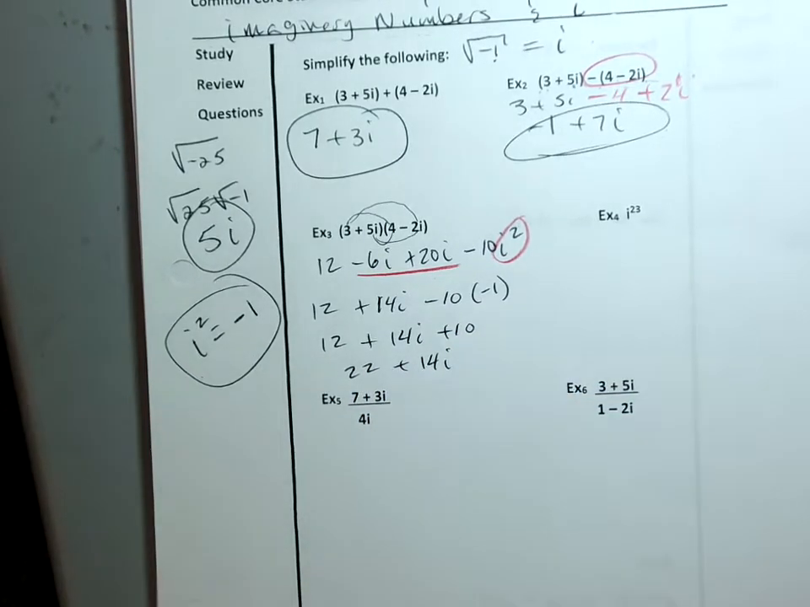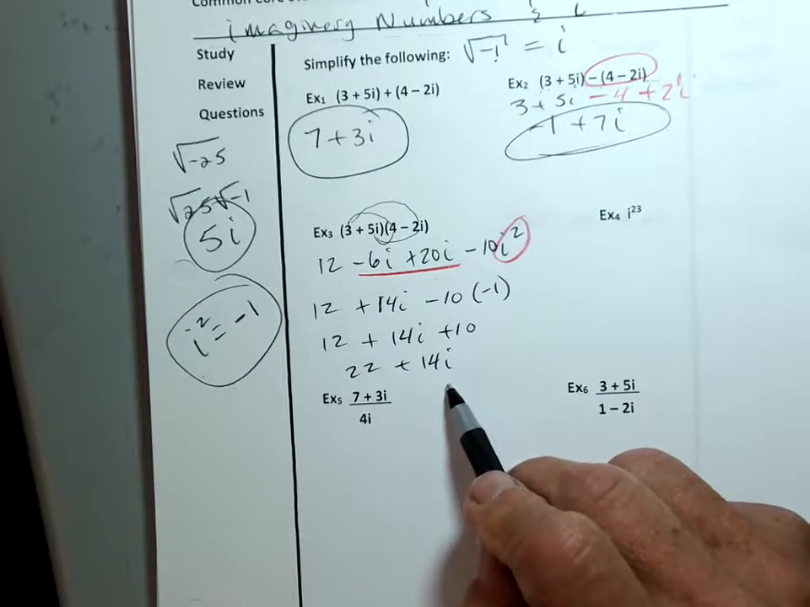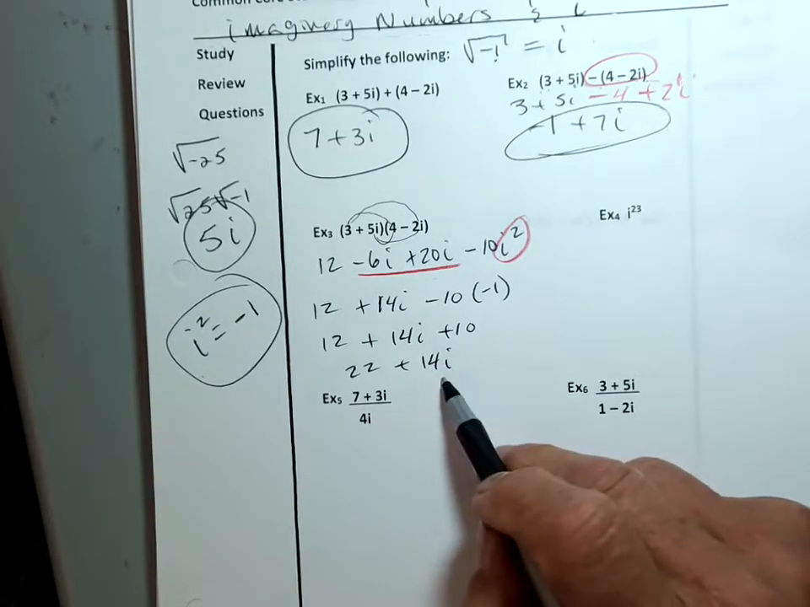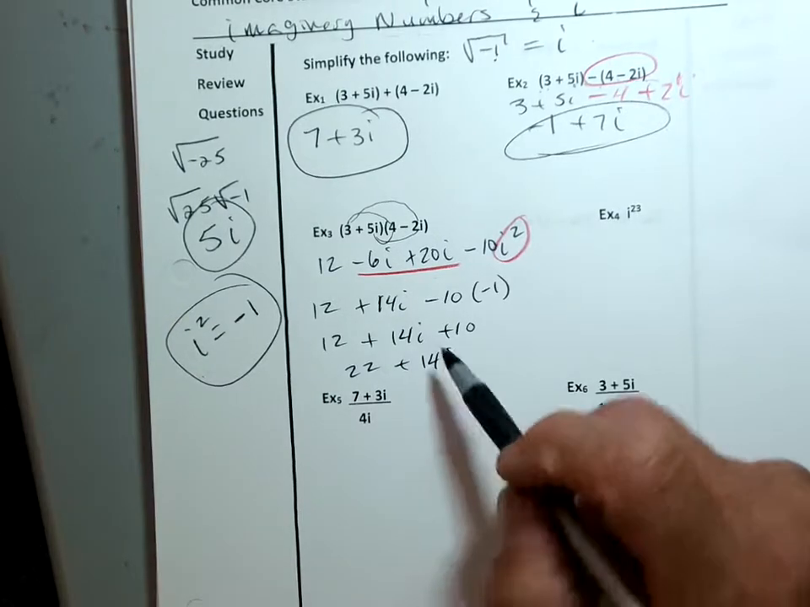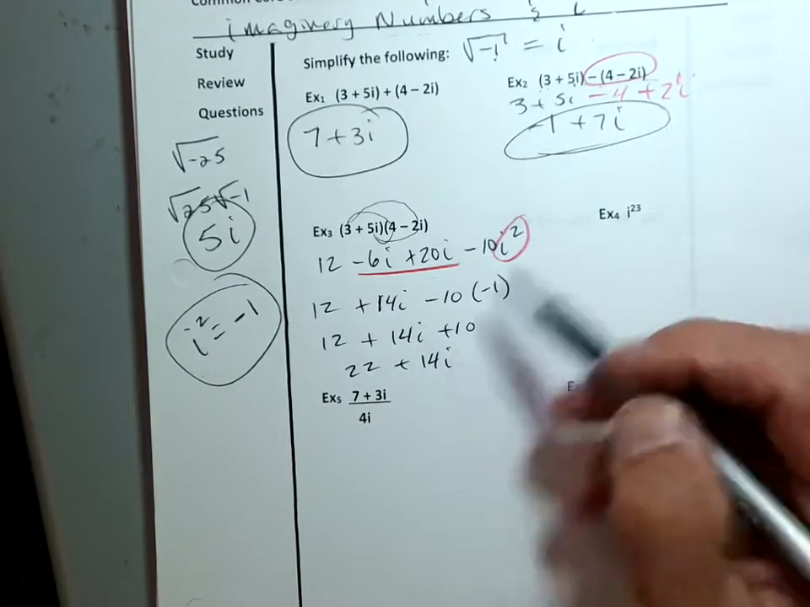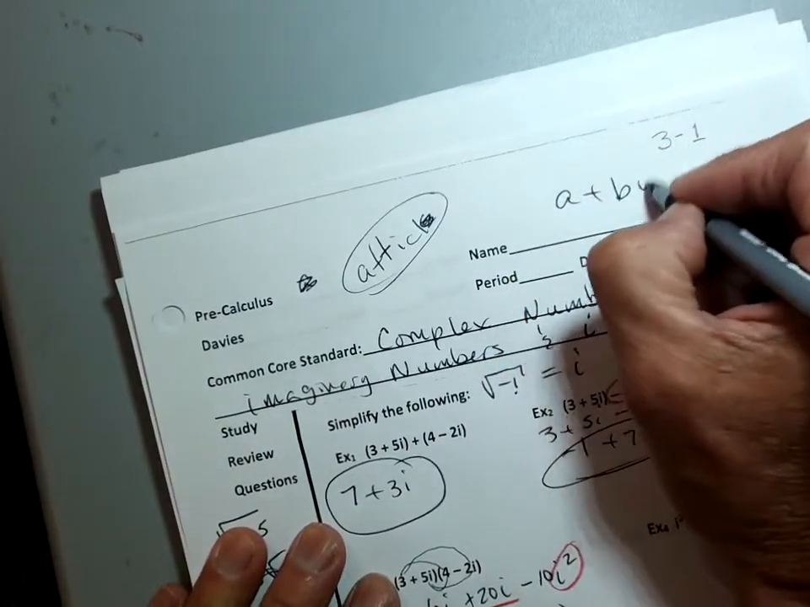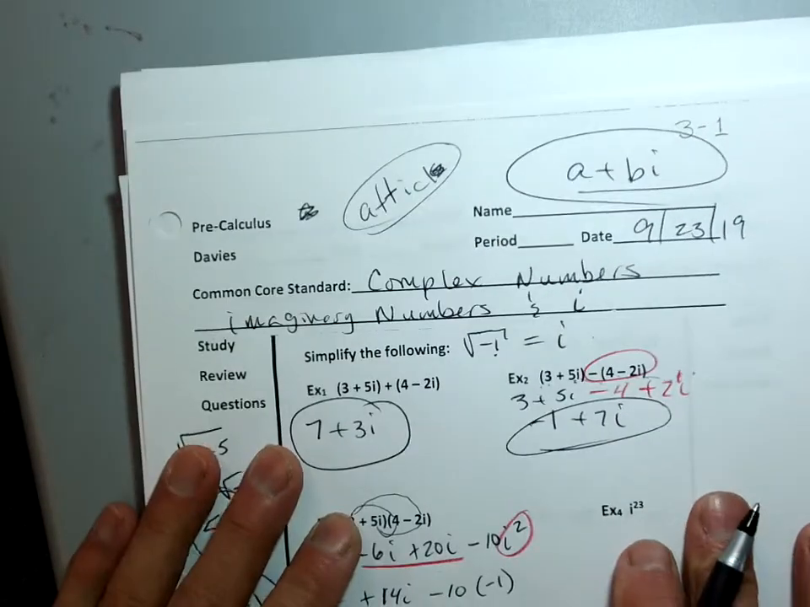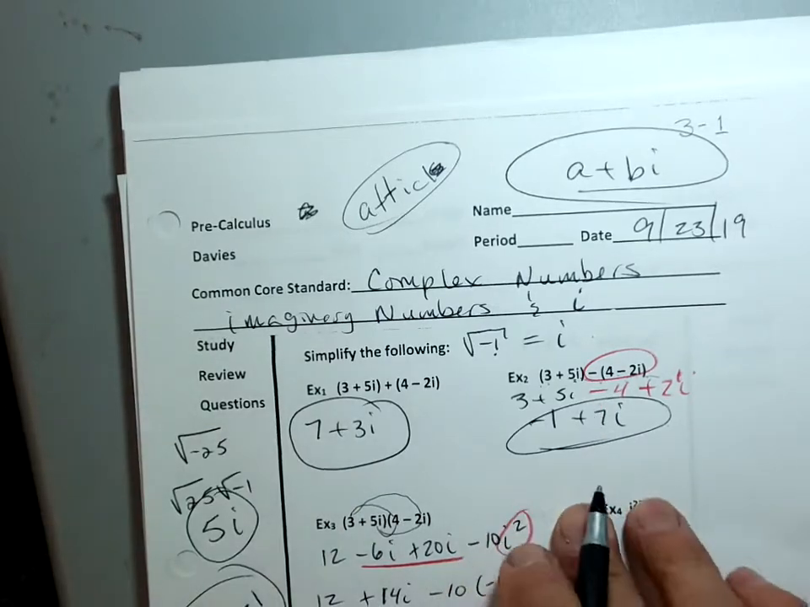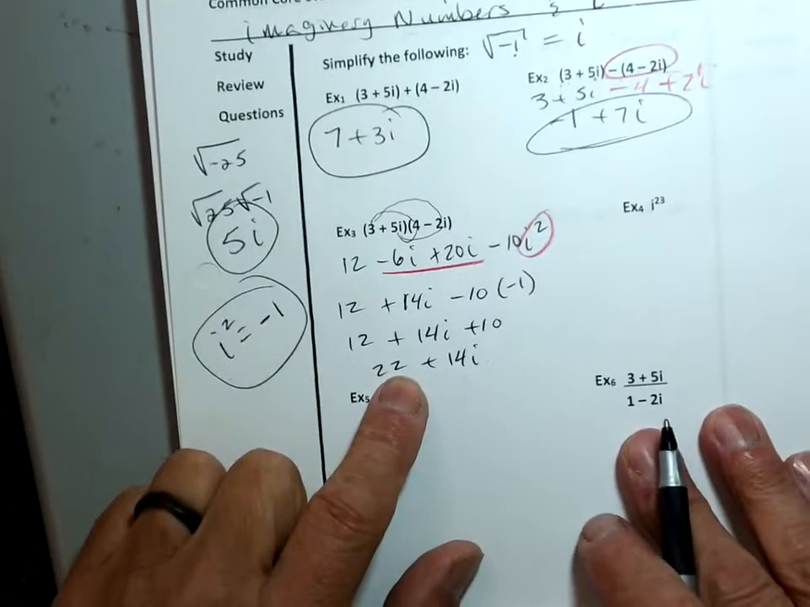Now, the standard form of any complex number is real plus imaginary, okay? This is the way you should write it. If you wrote the 14I first, I wouldn't count it wrong, but it should be real, then imaginary, okay? It should be A plus BI, okay? If you don't write it like that, I won't count it wrong. But the proper way to do it is real plus imaginary.